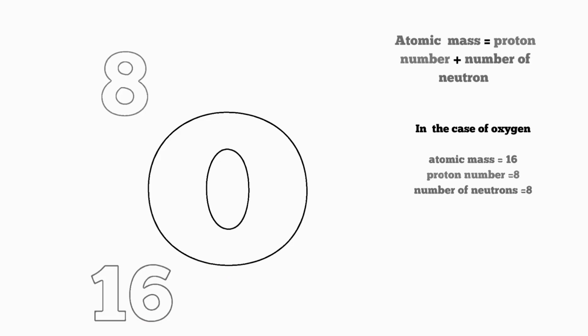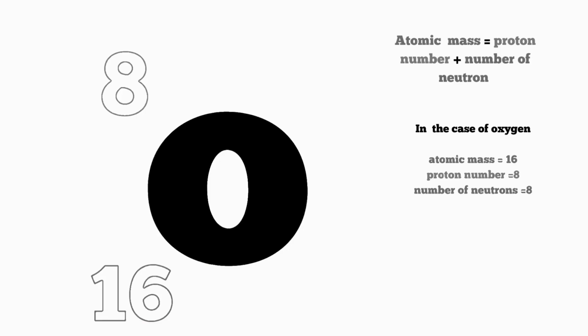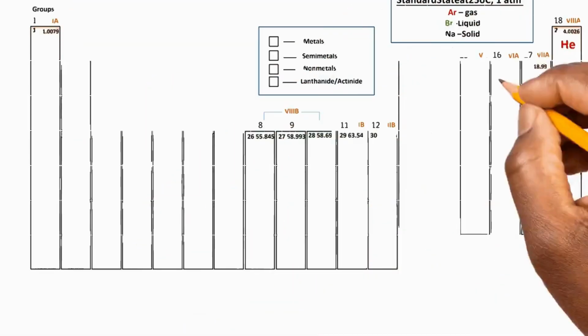The periodic table is organized in rows and columns. Rows are called periods. There are 7 periods, and they show the number of electron shells an element has. For example, sodium is in period 3, so it has 3 electron shells. Columns are called groups or families.